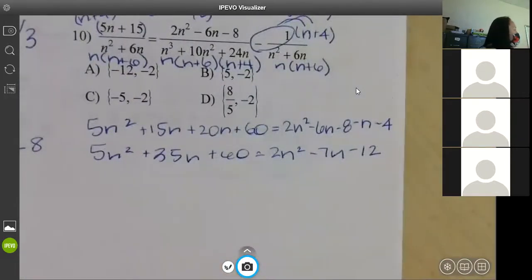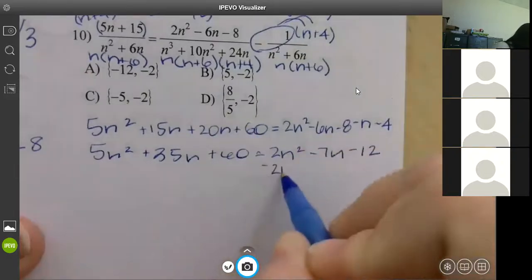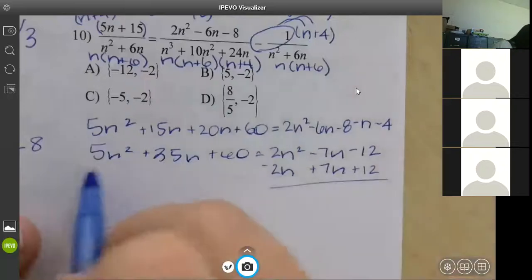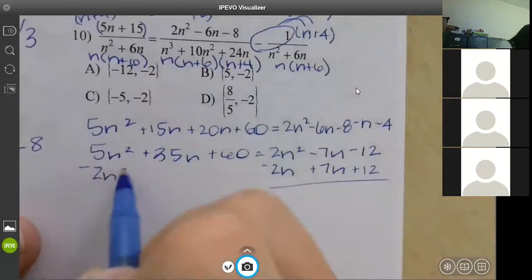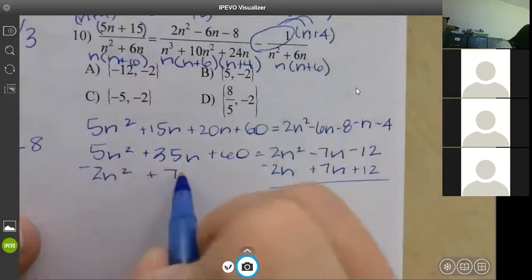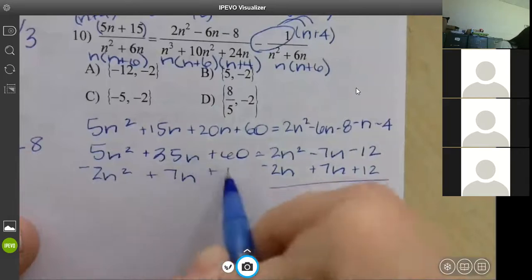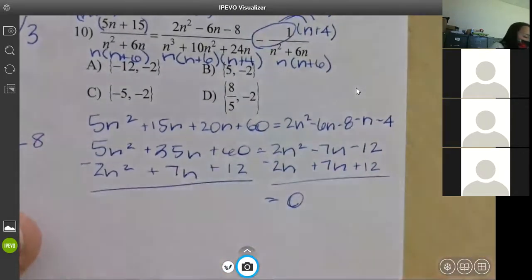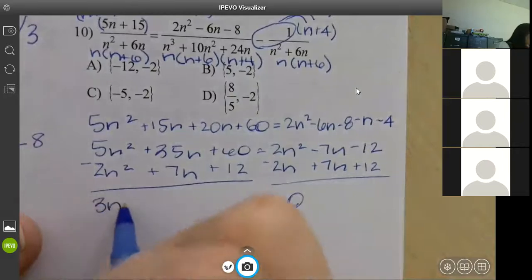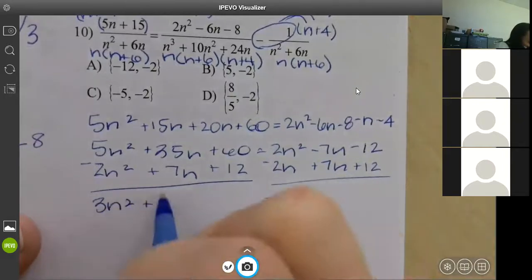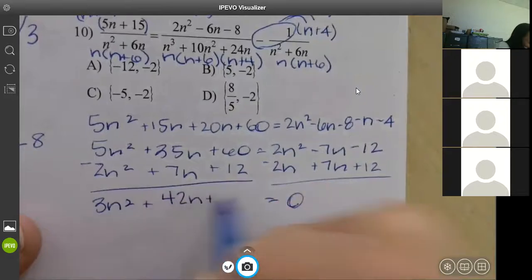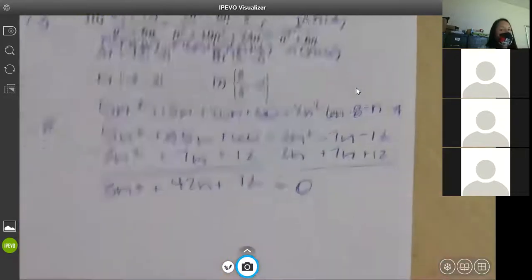Since I have n squared and n, and it's not canceling out, I got to get everything on one side. So I'm going to move it all over at the same time. I'm going to subtract my 2n squared. I'm going to add my 7n, and I'm going to add my 12. That gives me 0 on this side. I get 3n squared, 35 plus 7. Say it again. 42n. And then 60 plus 12 is 72.